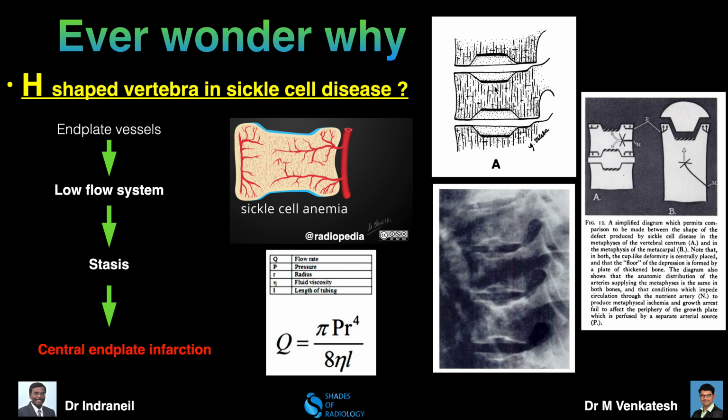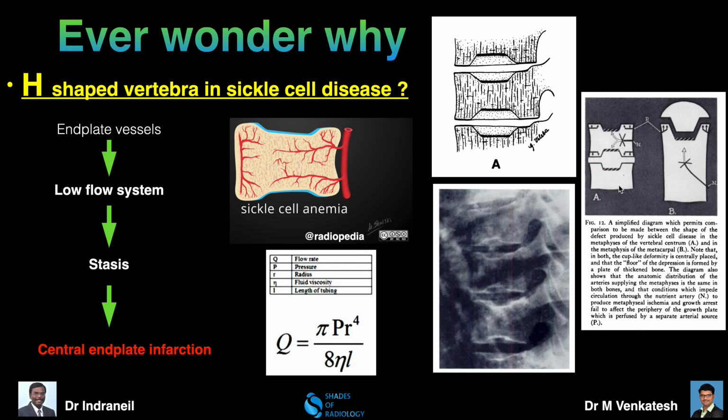You can see here, that is the end plate infarction happens over a period of time and leads to this step-off vertebra, or the head-shaped vertebra, or also called as Lincoln log vertebra. So these are the various terms which have been given. So in sickle cell disease, the nutrient artery blood supply is lost, and hence the central end plates are mainly involved. And one more important thing to remember is not all sickle cell disease patients will have this head-shaped vertebra. Only 10% of these patients will have this appearance of head-shaped vertebra in sickle cell disease.